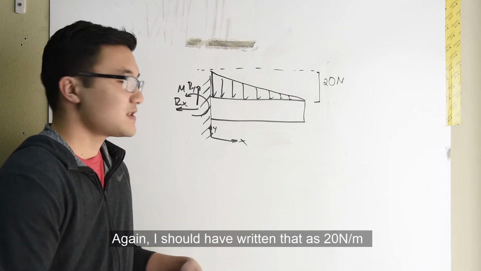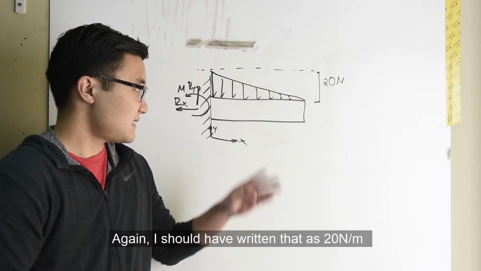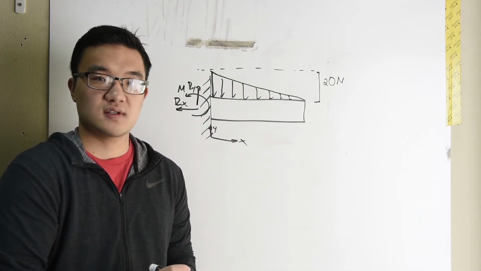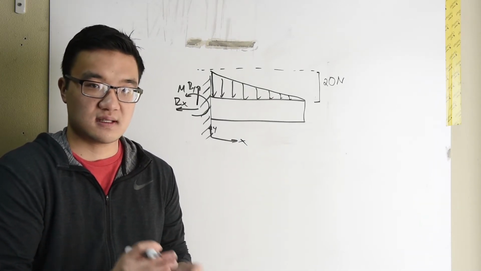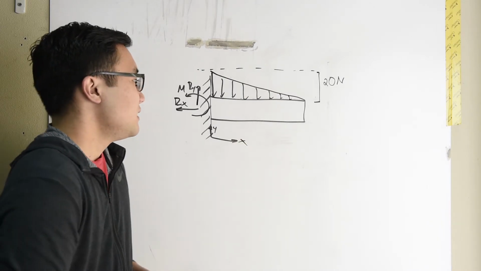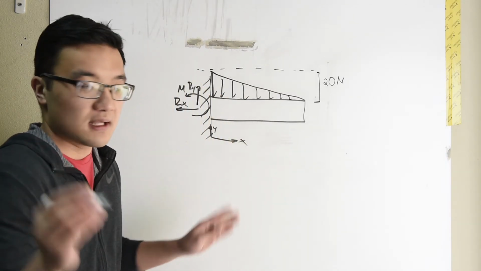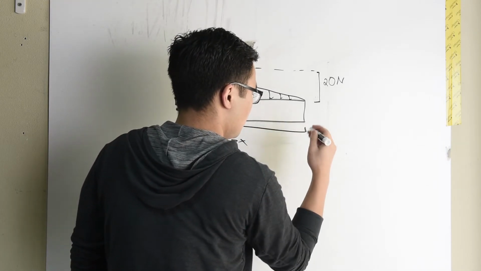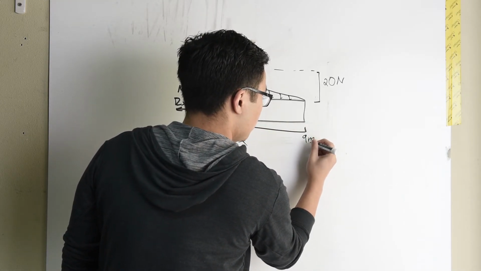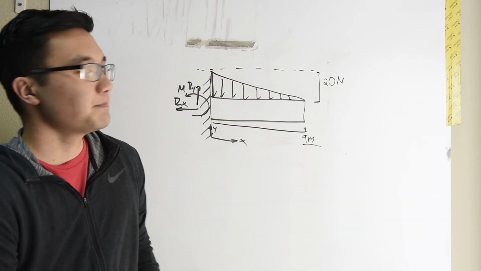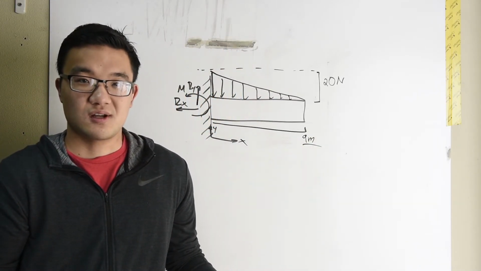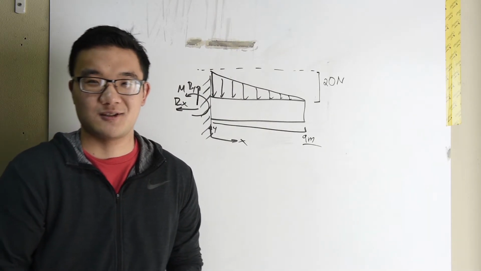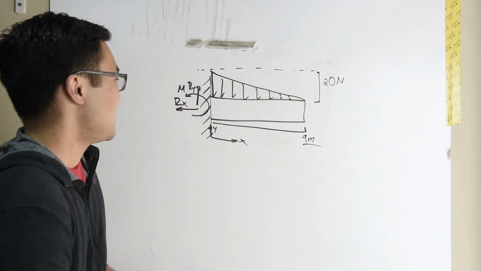Now, the first thing I need to do here is simplify this load to a point force at a centroidal distance on that load, right? One more thing, let's go ahead and define how long the beam is. Okay. So let's say the beam is 9 meters long. This is very intentional because, as you guys are going to see, I like to make things a little easier for myself.